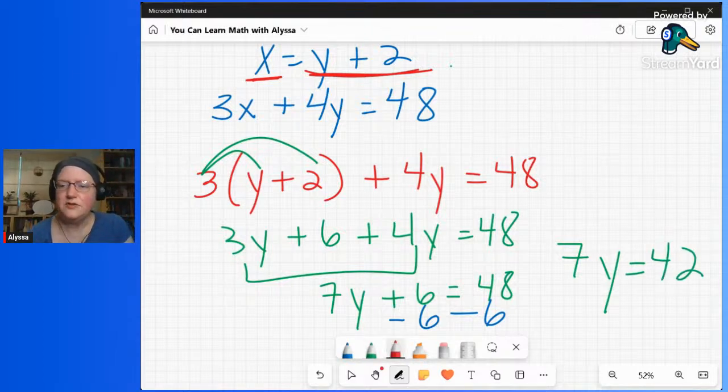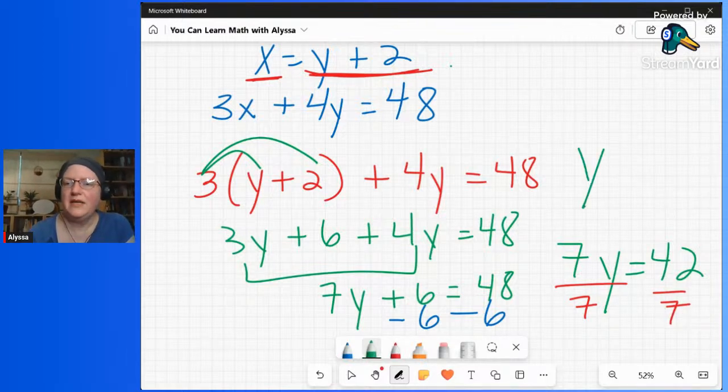Okay, now I need to undo what's been done again. It's being multiplied by 7, so I divide both sides by 7. And I get y equals 42 divided by 7, or 6.